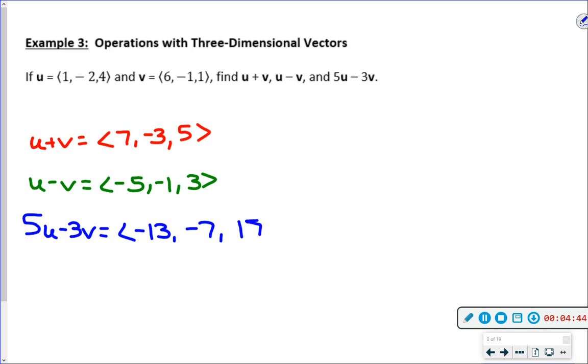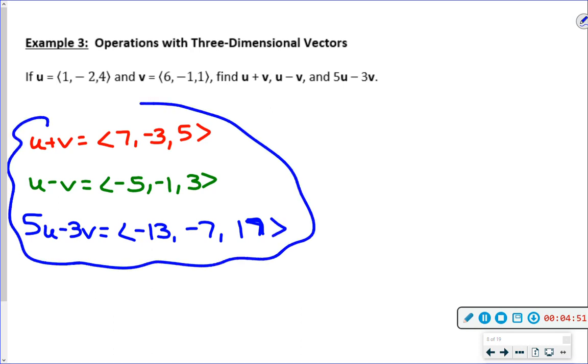I feel like I was starting to write the component. That's a 7. They're starting to blend together there. All right, got them all. No work necessary for those.